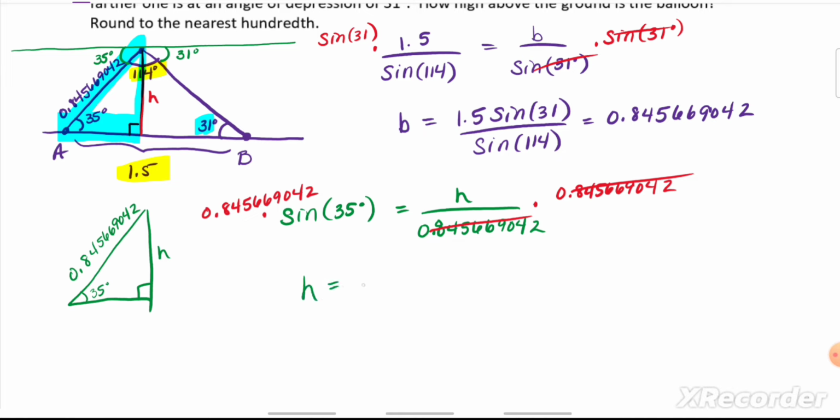h will then be equal to 0.845669042 times sine of 35. And then we'll just pop that right into our calculator, and then this answer will round to the nearest hundredth. We get that the height of the balloon over the road is going to be 0.49, and our unit is miles.